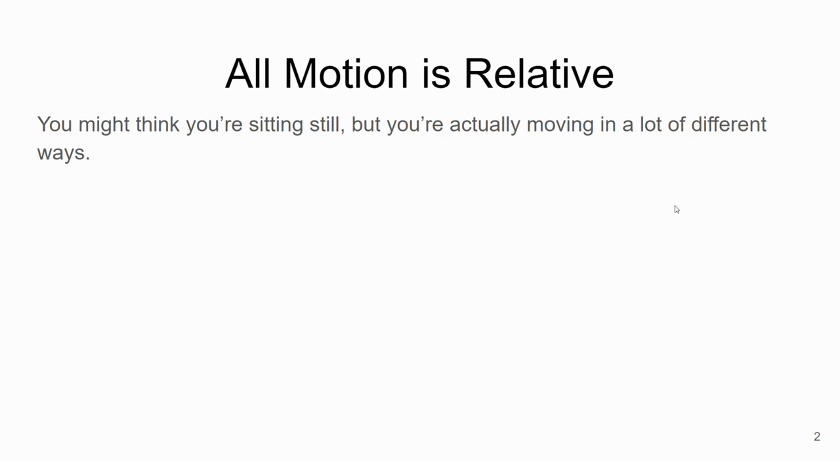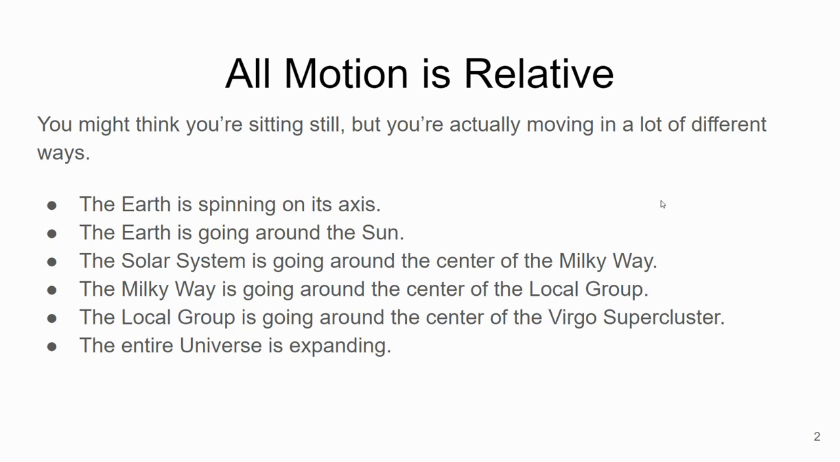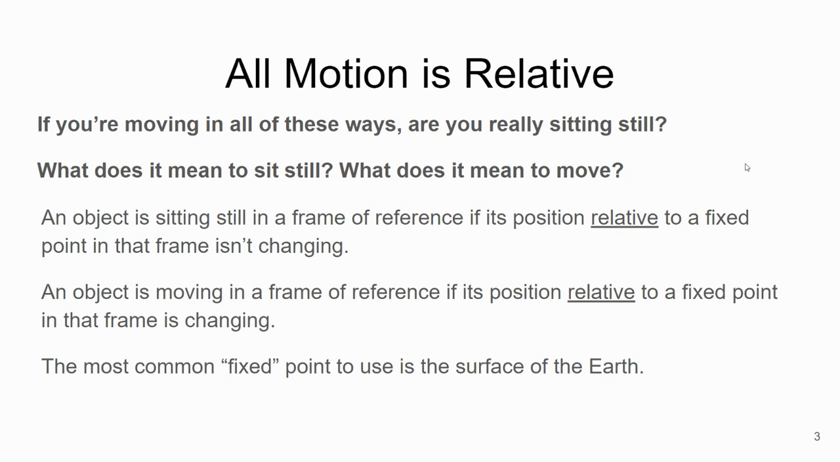So we started off with this idea that all motion is relative. And quickly I talked about how, yes, the Earth is spinning on its axis and it's going around the sun. And the sun's going around the center of the Milky Way. And more things are happening. So there's actually lots and lots of motion going on all the time. So even if you're sitting there and you think you're sitting still in your chair, you're actually moving in a bunch of different ways. So what does it mean to actually be moving? What does it mean to actually be sitting still?